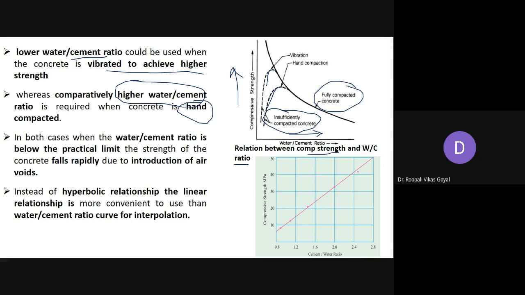So you can say that if the water cement ratio is higher in insufficiently compacted concrete, then it will give you better strength, better compressive strength. So in both cases, but it should not be excessive. If the concrete is insufficiently compacted, then the water cement ratio should be slightly higher as compared to fully compacted concrete. But in both cases the water cement ratio should be below the practical limit.